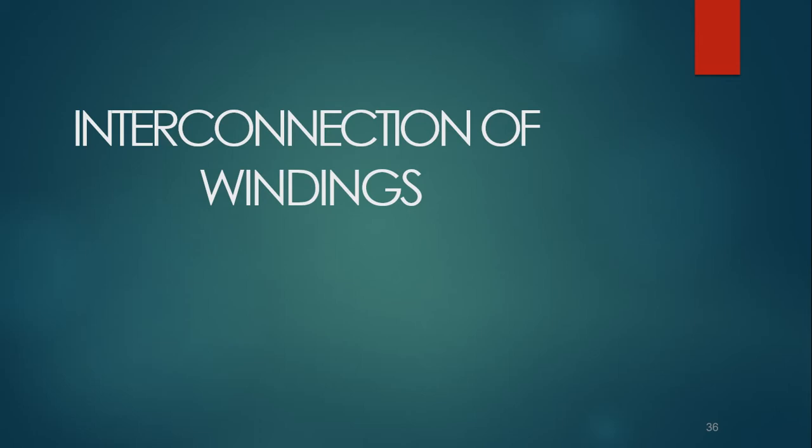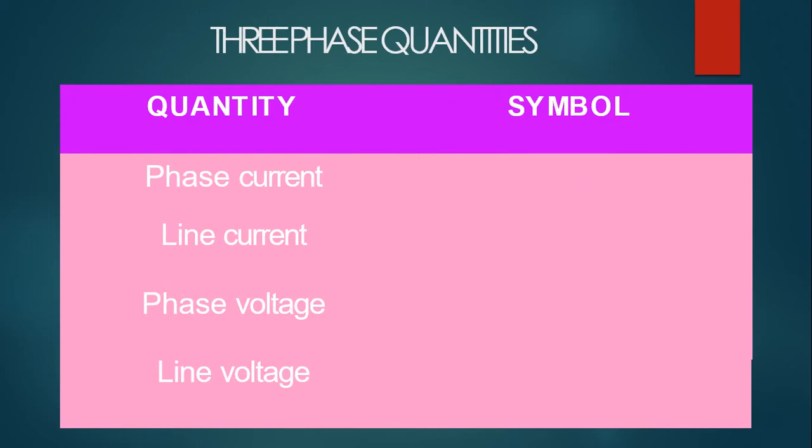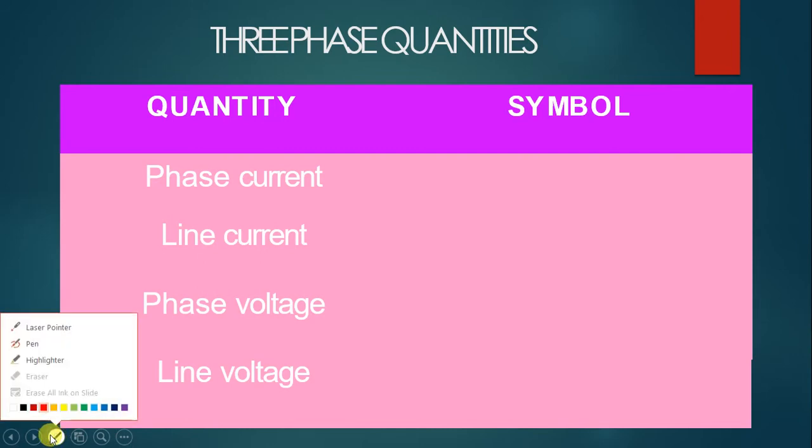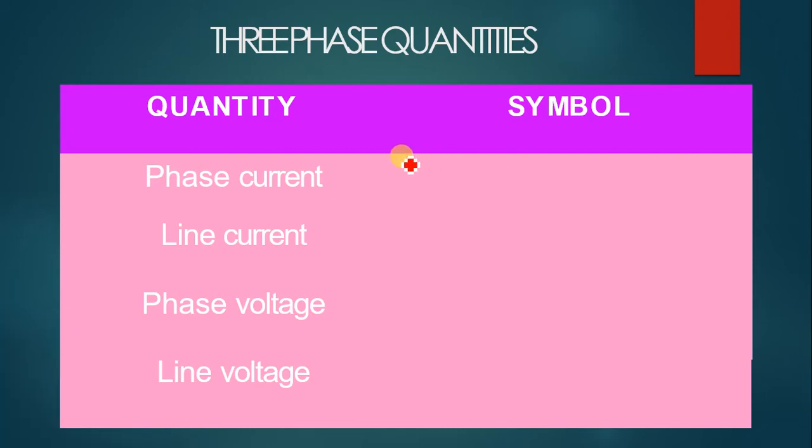First thing is, any three-phase production unit will have three phase quantities. The first quantity is phase current. As we all know, current I is equal to V by R. This is a general formula according to Ohm's law. But a phase current is the current that is flowing in one phase. Generally that is given as I, capital I, phi.